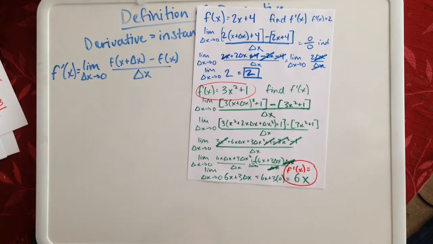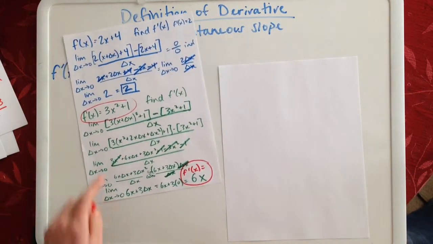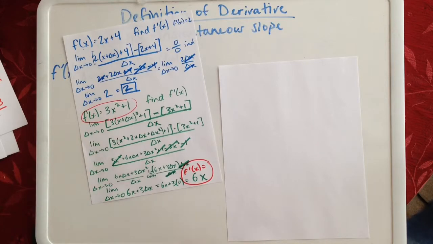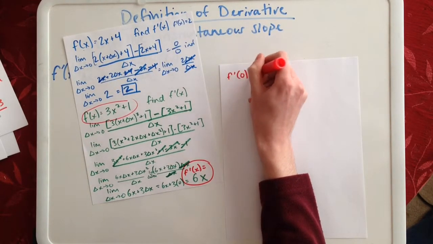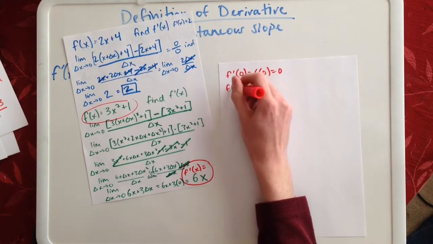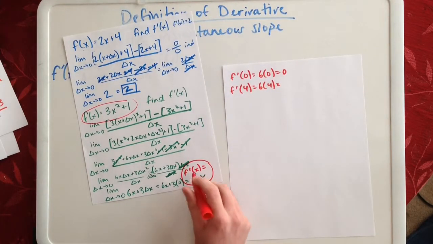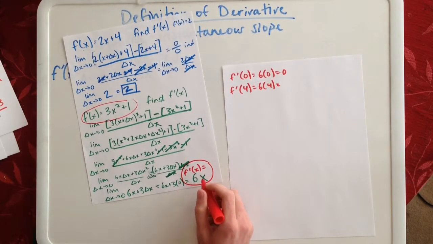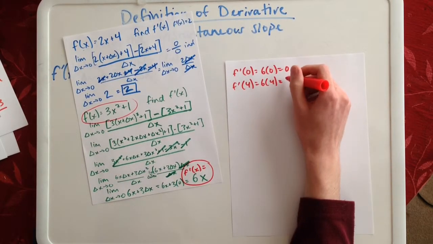Okay, so we just found the derivative function. And to find points now, to find like the slope at specific points on f of x, we could say f prime of 0. You know, find the slope at 0. 6 times 0 equals 0. F prime of 4. 6 times 4 equals, this is my f prime of x function now. I can just use this to find slopes on that original function graph.